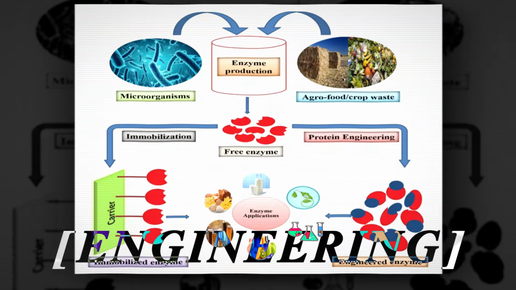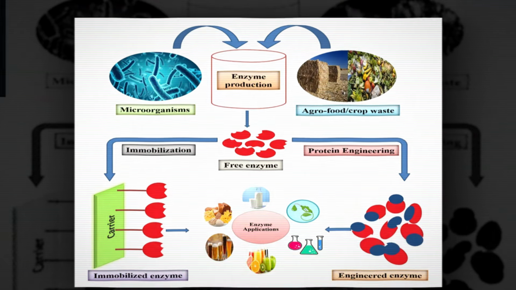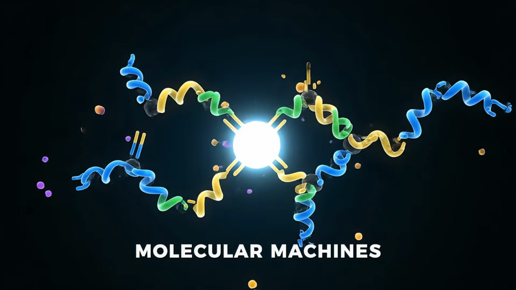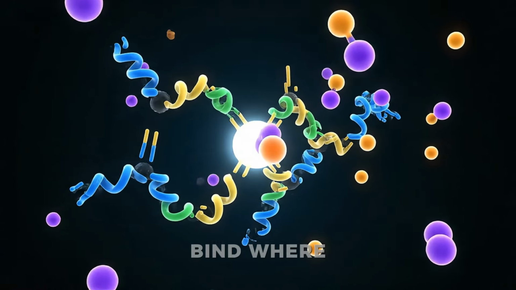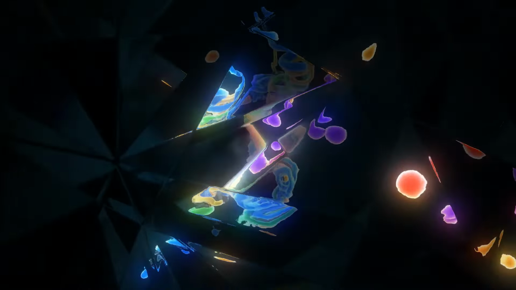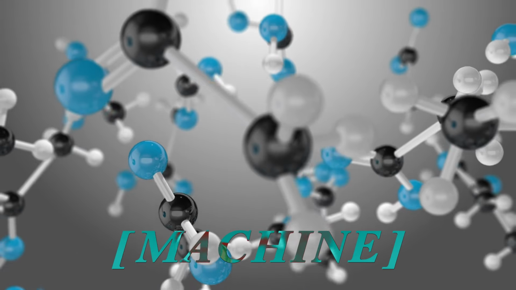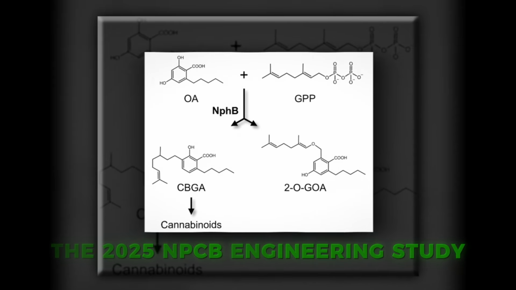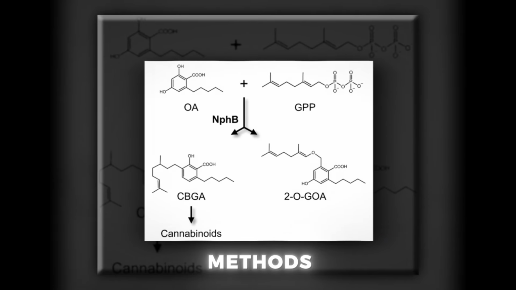How enzyme engineering works. Let's break enzyme engineering down simply. Enzymes are molecular machines. They fold in three-dimensional shapes that determine what they bind, where they bind, how fast they react, what products they create. If you mutate one amino acid at the active site, you change the machine. The 2025 NphB engineering study demonstrated 4 key methods.